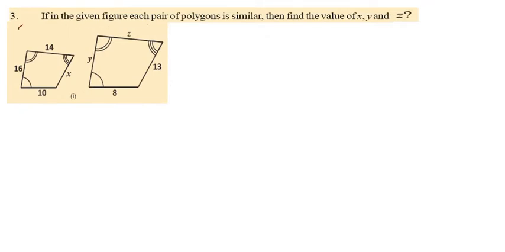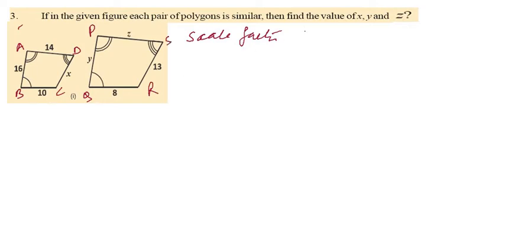Now come to the next question, the third question. In the given figure, each pair of polygons is similar, then find the value of x, y and z. So now you can find the value of x, y and z. So first of all, by scale factor. What is the scale factor? You can write here A, B, C and D, and here P, Q, R and S.